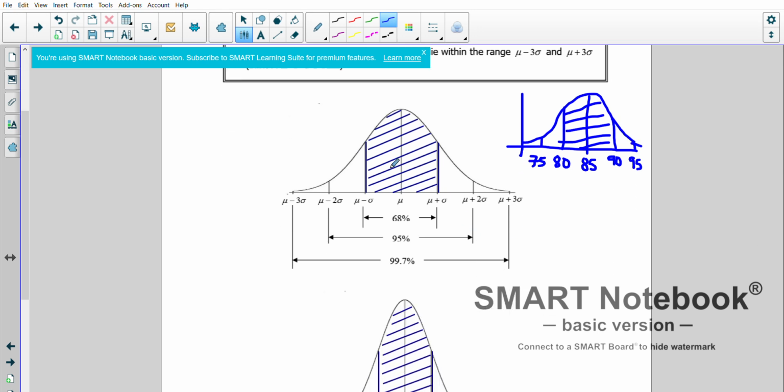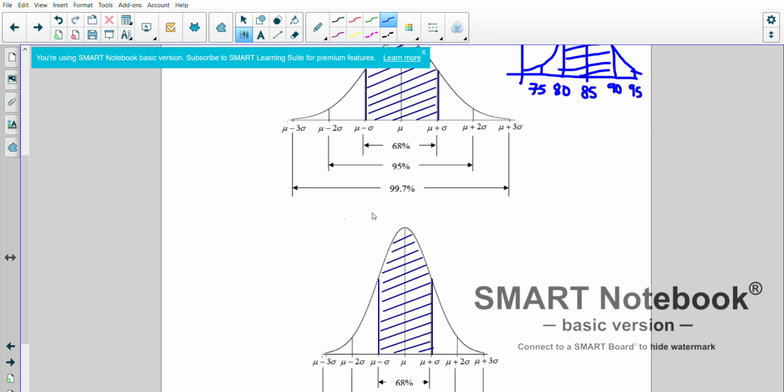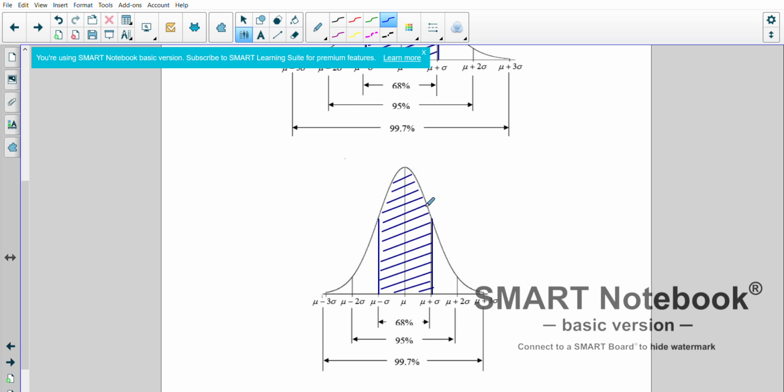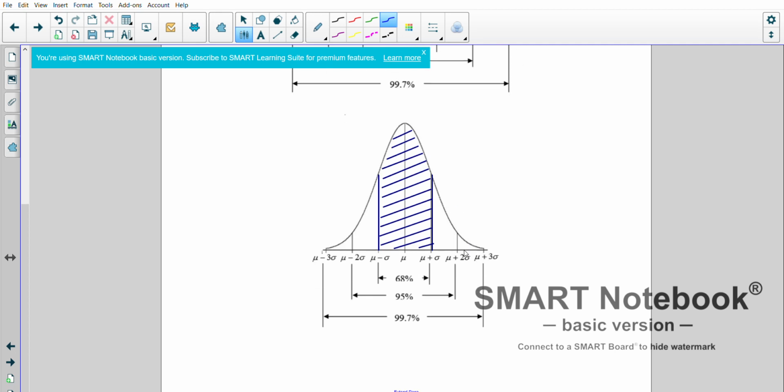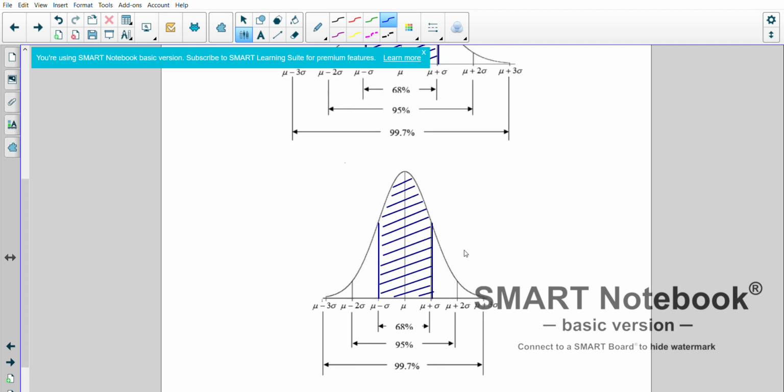So again, this kind of illustrates it doesn't matter if the standard deviation is a little bit bigger and the graph is more spread out, or the standard deviation is smaller and it's clustered more around the mean. These proportions are the same. And we're going to use this fact to help us model some questions.